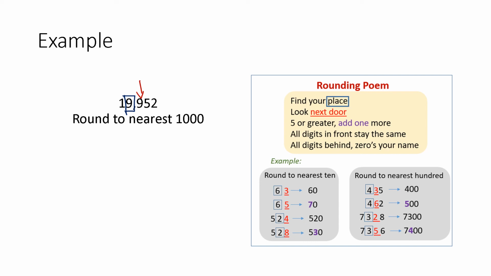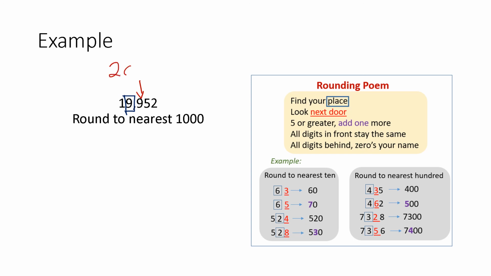If our number next door is 5 or greater, add 1 more. So that 9 is definitely greater than 5. That means we're going to add 1 to our place number. But if we add 1 to our place number, we wind up with 10. So in this case, because we can't have 1 and 10 and then 0, 0, 0, because that doesn't work, not only is our 9 in the place position going to roll over and go up 1, but so is that 1 there.